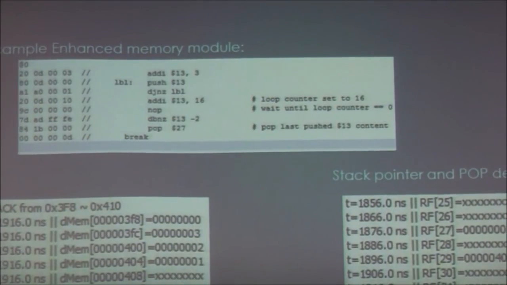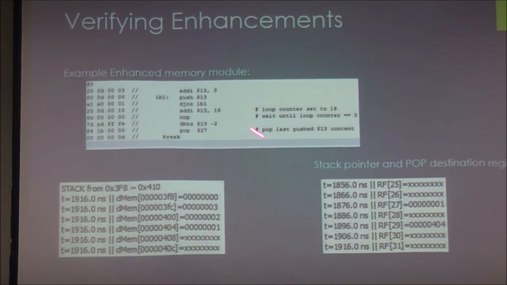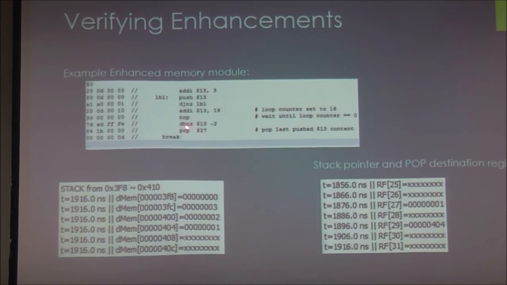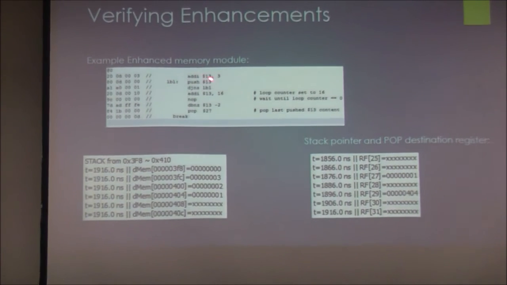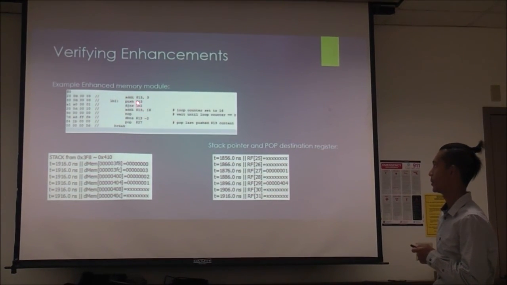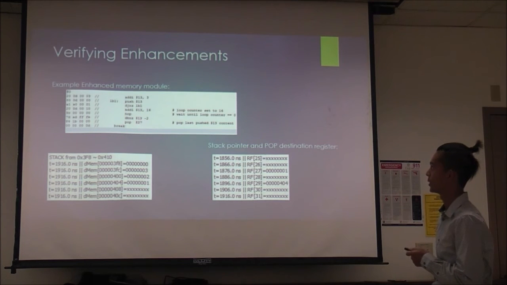So, verifying enhancements, we had to create our own memory module. Here is a simple example of the push, the decrement jump not zero, the no-op, decrement branch not zero, and the pop. Basically, the first one, we initialize 13 with 3, keep pushing register 13 until we decrement 13 to 0. Then we initialize 13 with 16, and reiterate no-op 16 times until it's 0, and then finally pop the last push value into register 27.